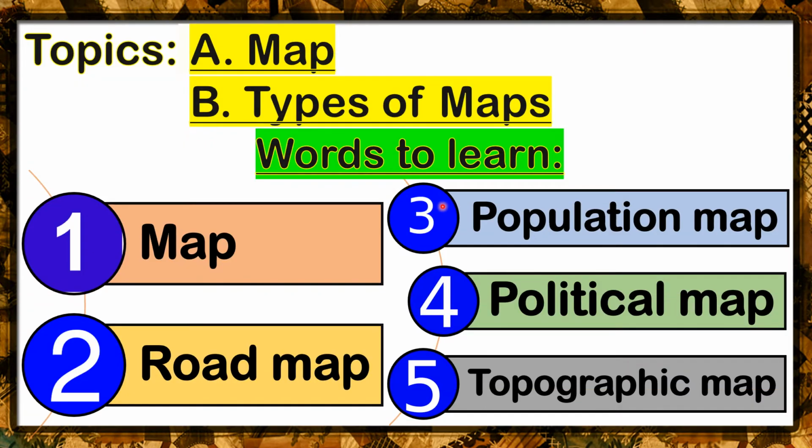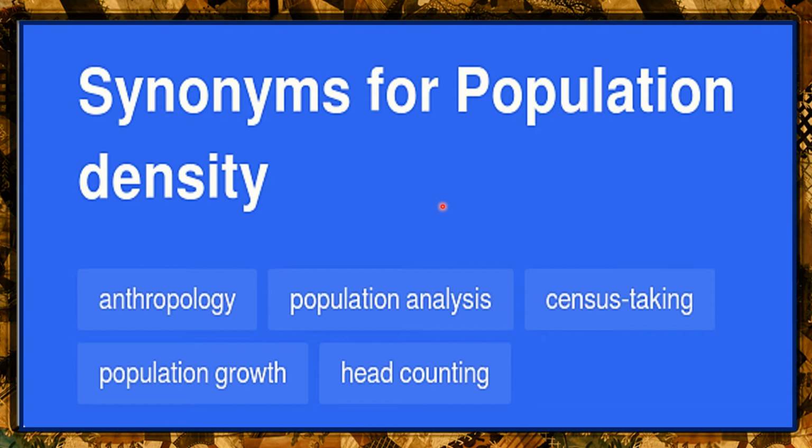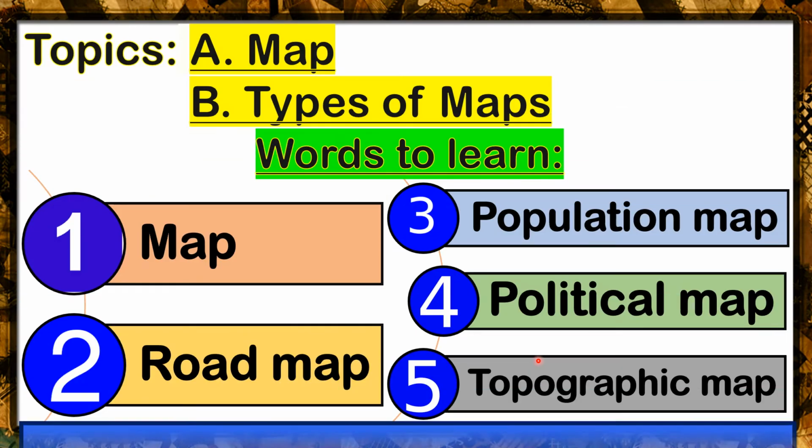The next word is population map. Population map or population density means anthropology, population analysis, census taking, population growth, and head counting. A population map shows us the number of people living in that particular area.